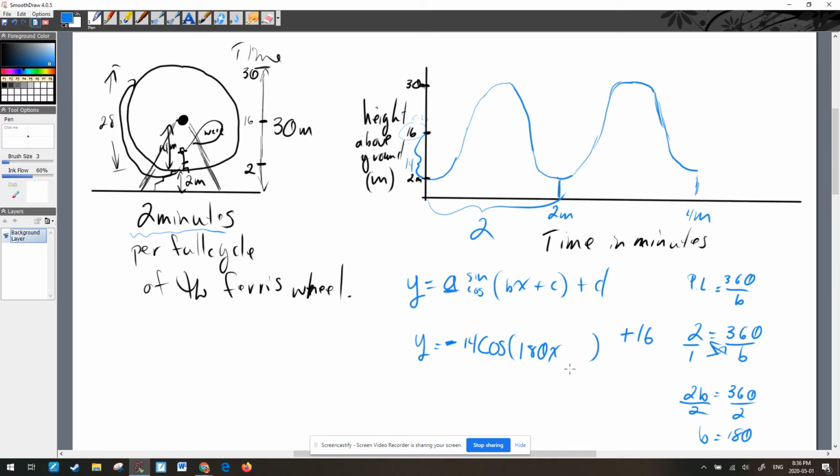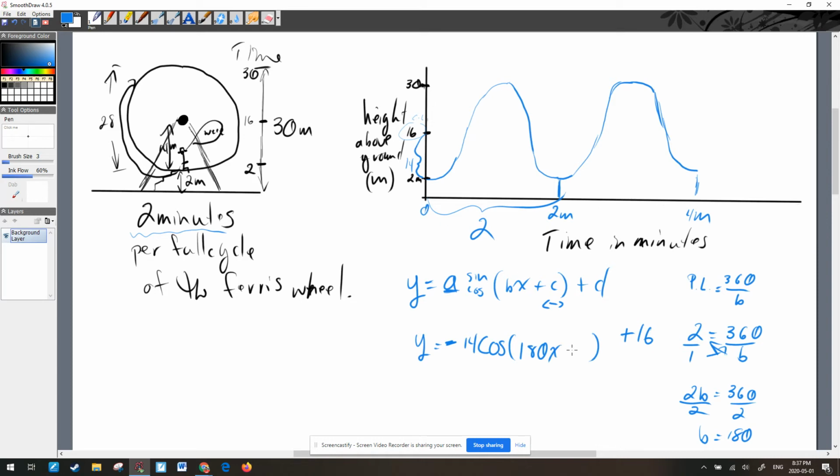And then I have to figure out what the c value is. Now, c value describes the left and right, the phase shift. This thing started at 0. Anything that starts at 0, and by start I mean it's either at the max or the center or the min of its period length or of its amplitude, we're good to go.